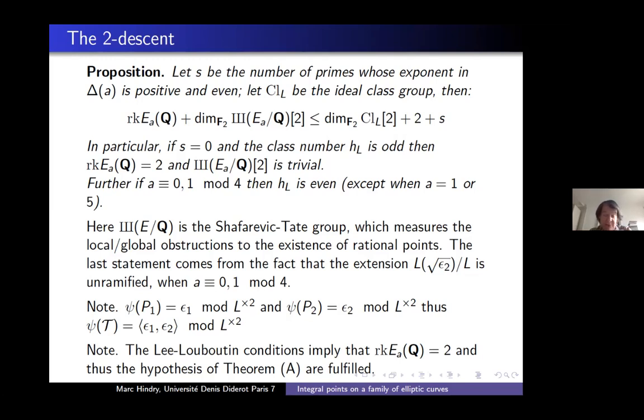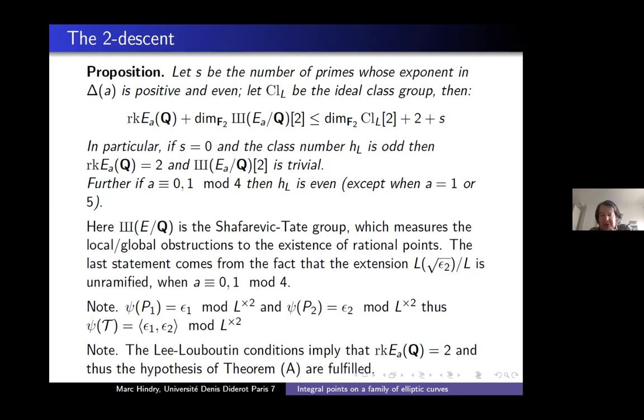So actually, our theorem applies. It is, in some sense, formally stronger than Lee-Louboutin. It's not a coincidence that we recovered all the values for which they proved the result. But there are a lot more cases when the rank is 2 without those two conditions.